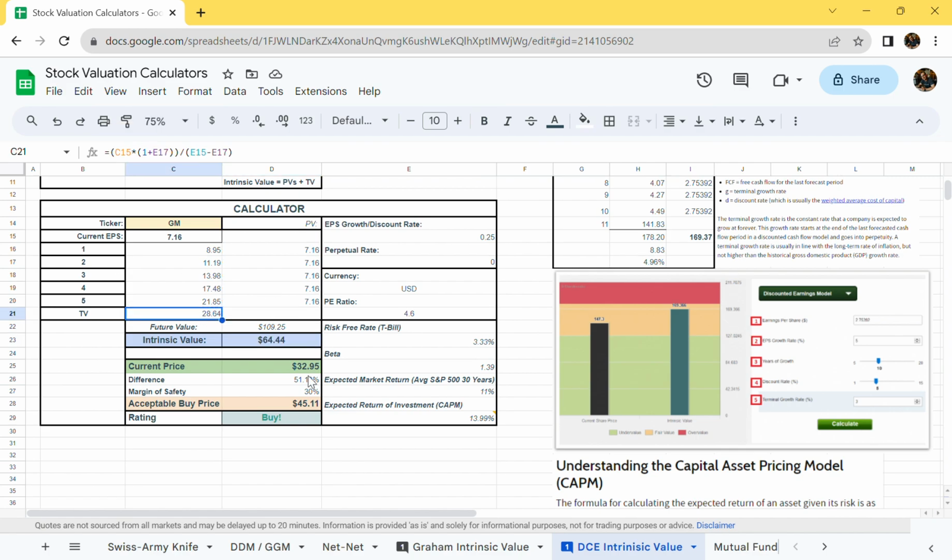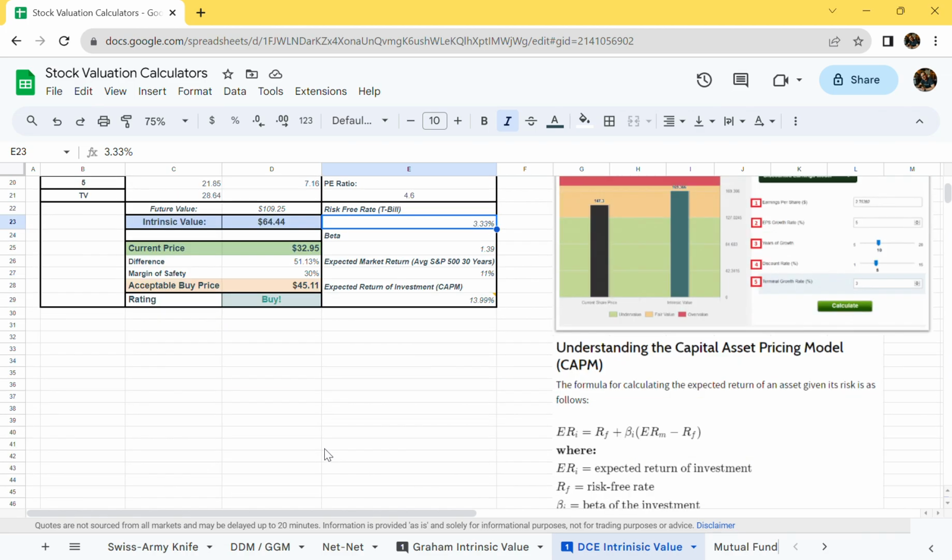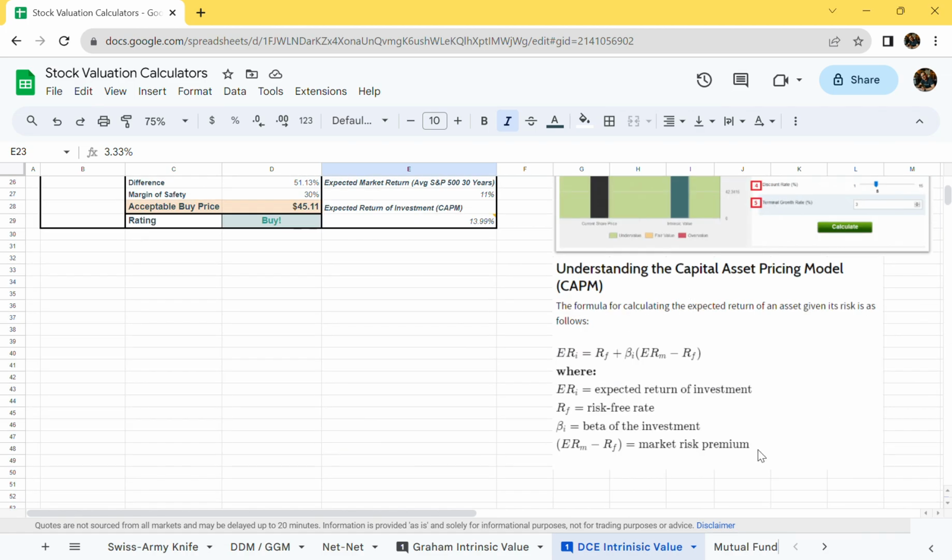Now, of course, we're using a really high discount rate. So again, we have some of these formulas in here. Say this is to calculate the capital asset pricing model, which if you don't know a lot about, there's a lot of information out there. You're essentially taking the risk-free rate, adding that to beta times your expected return in the market minus the risk-free rate to determine what the expected return of your investment should be.